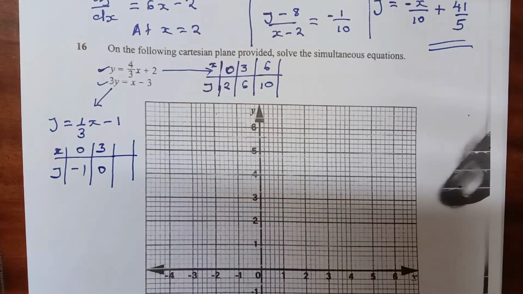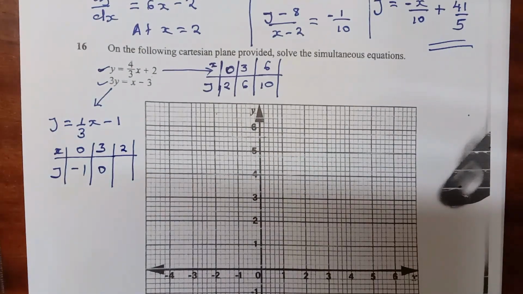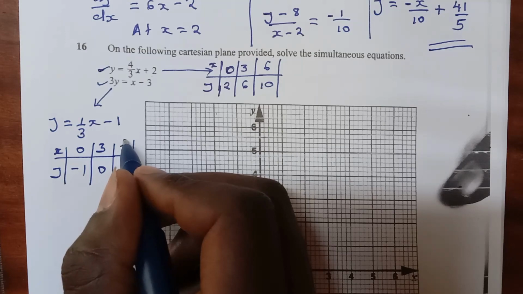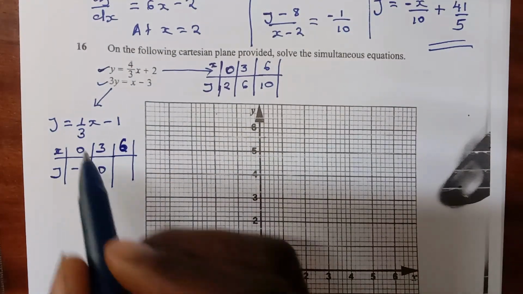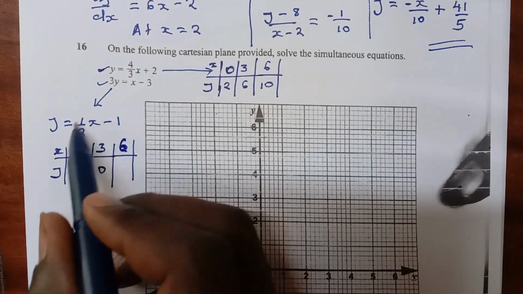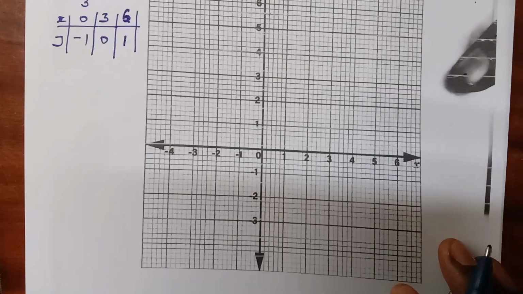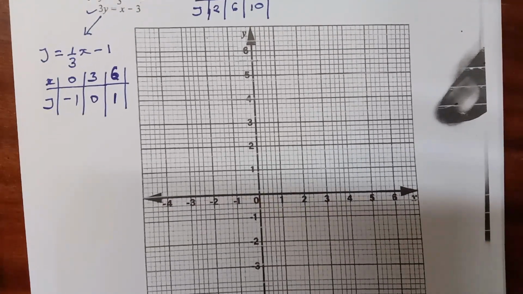And if the value of x now becomes 2, no, 2 will not give us a good value, let's say 6. The value of x gives us 6. So if this one is 6, then this one is 2. 2 minus 1 becomes 1. So we are going to use these points to plot.